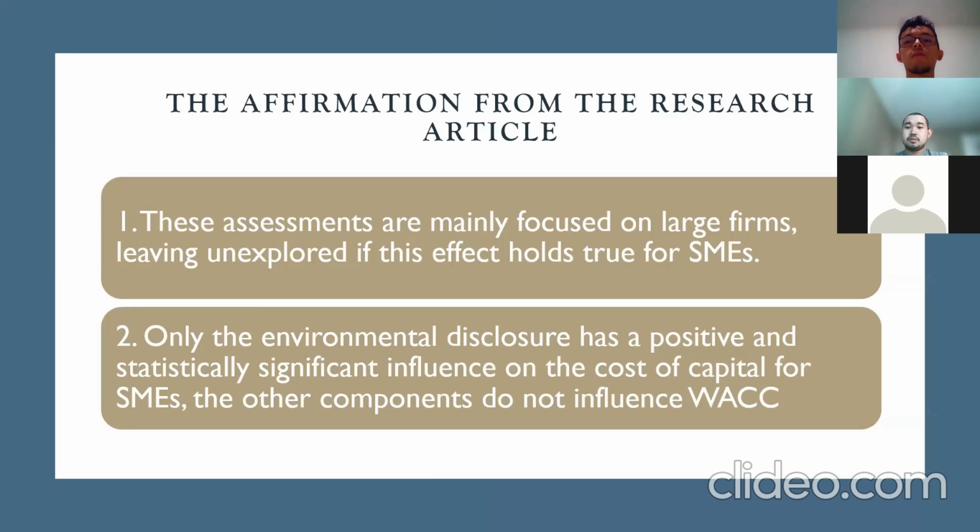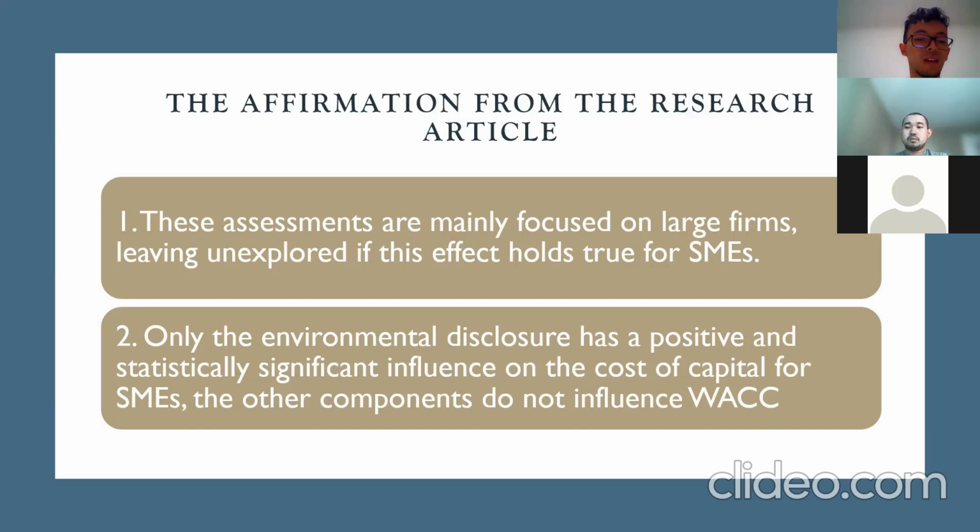Okay, so the affirmation from the research article is that even if a lot of information is shown to the public, the benefits from ESG disclosure have only been proved for large companies. It means that for small and medium companies it is quite an unexplored area. And the second one, only the environmental disclosure has a positive and statistically significant influence on the cost of capital for small and medium companies. The other disclosures do not influence the cost of capital.